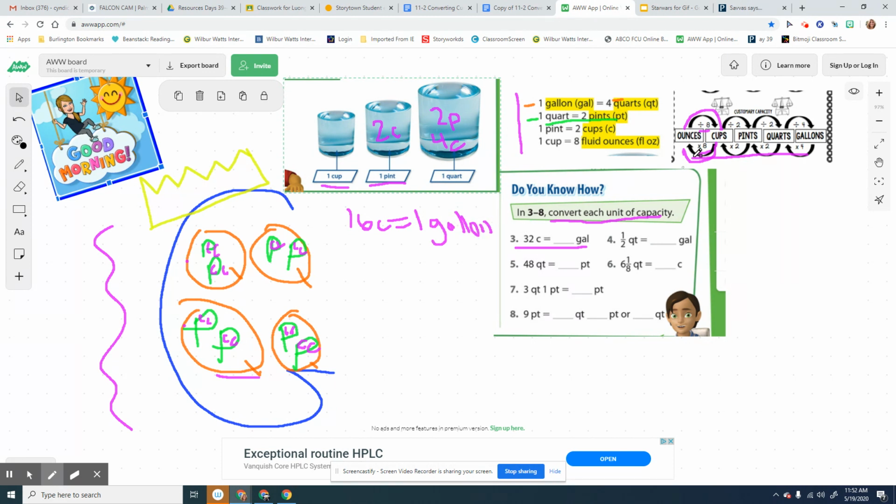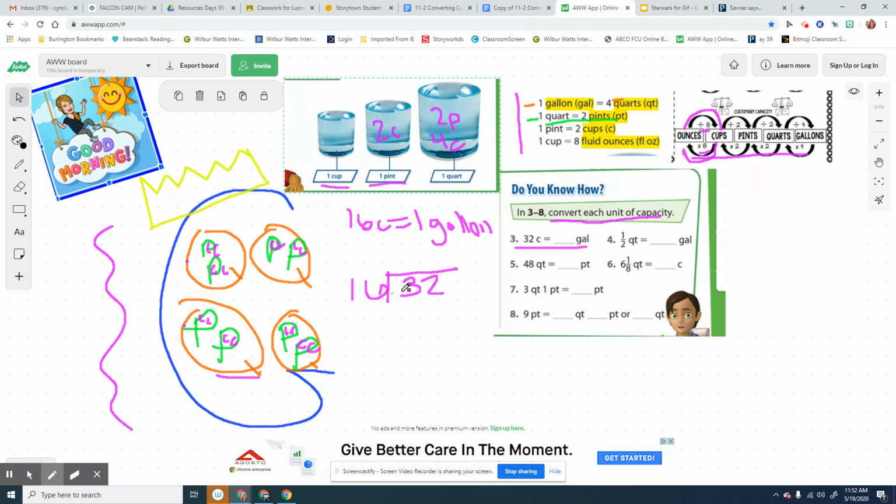So if I'm going from cups to gallons, I'm going this way, I'm going to be dividing. So I take my number of cups, 32, and divide that by the number that are in a gallon, 16. 32 divided by 16 is 2. That means that 32 cups equals 2 gallons.